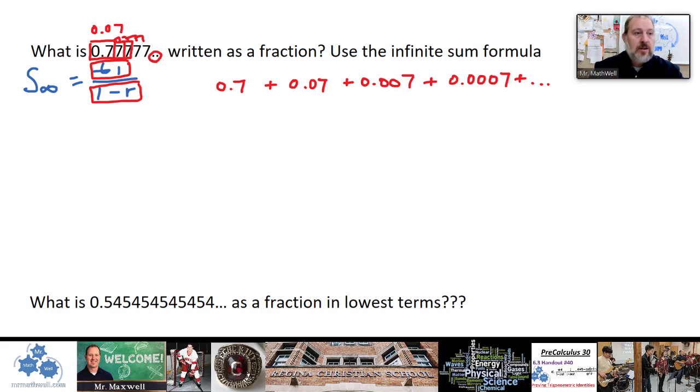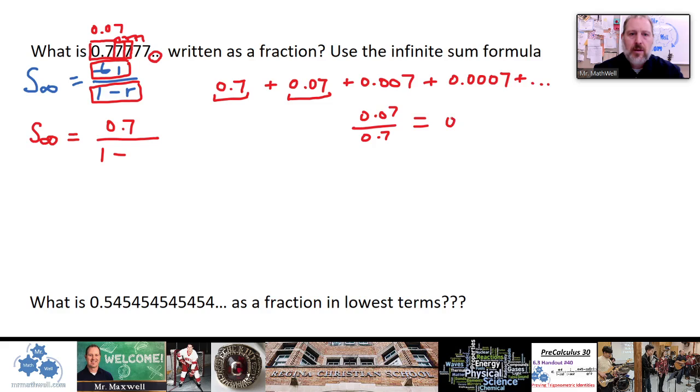So let's do it. The sum formula shows that T1 in my list is 0.7. And this is a really simple formula, isn't it? 1 minus, now what's the R? Well, if you took 0.07 divided by 0.7, as we found in an earlier example, this gives us 0.1. So we multiply by 1/10 each time to get the next one, okay? And so we have minus 0.1. And this turns out to be 0.7 over 1 minus 0.1, which is 0.9.